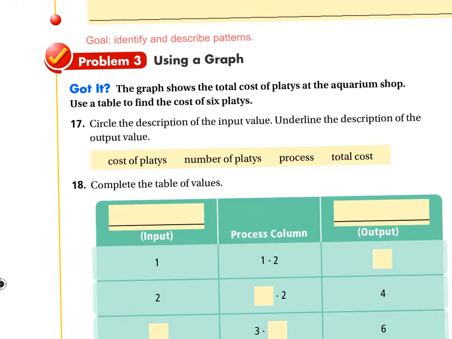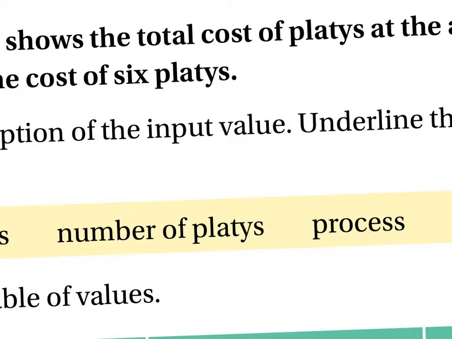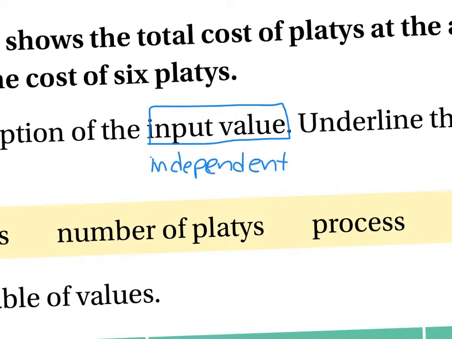But first and foremost, we're going to circle the description of the input value. Please circle that word, input value. And we are going to write down, this is also known, not just the input value, it's also called the independent variable. Independent variable. I'll explain that momentarily.